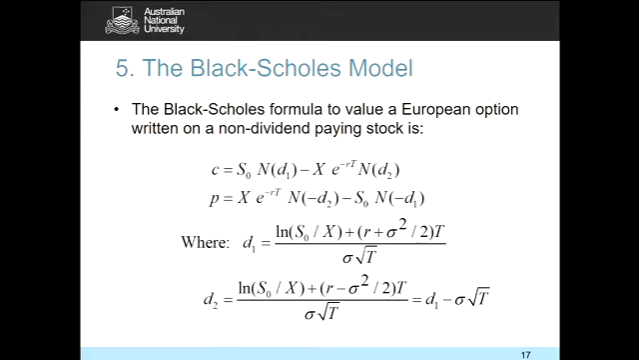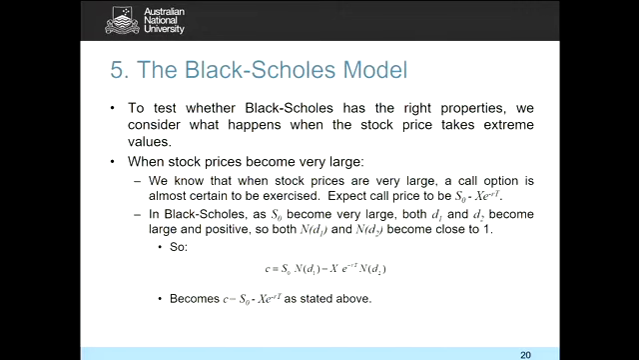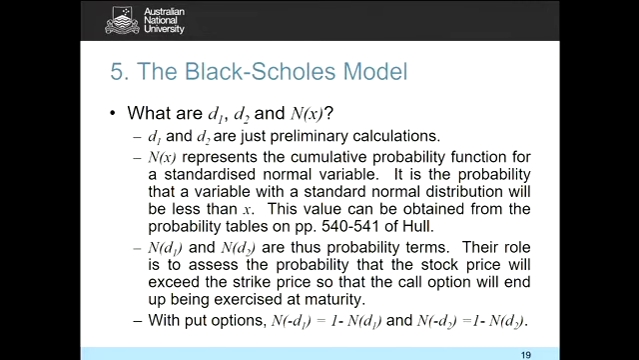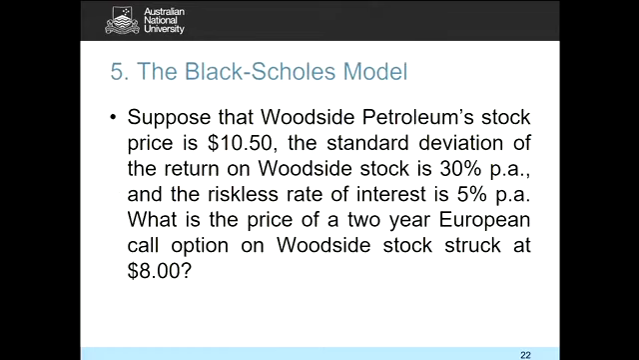Okay, so we spoke about the formula. The rest of the slides here are just what we've covered already, the preliminary calculations, definition of ND1 and ND2, and then we talk about what happens when prices become very large and when prices become very small. So let's have a look at an example here. You'll see it's quite straightforward. We just plug in the numbers into the formula.